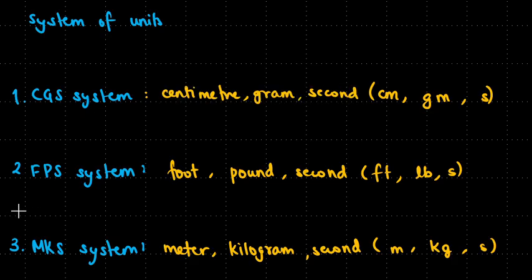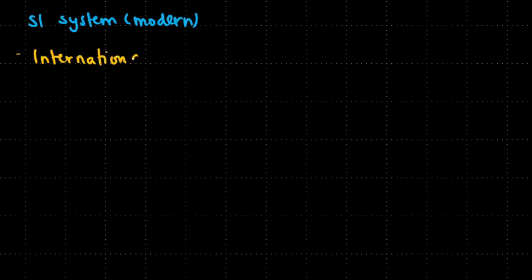Now the last system, which is kind of important, is the SI system. The SI system is like the gold standard of systems that most of the world and the scientific community uses. This is the modern system. It is an international standard, which means that it is followed internationally and used worldwide.